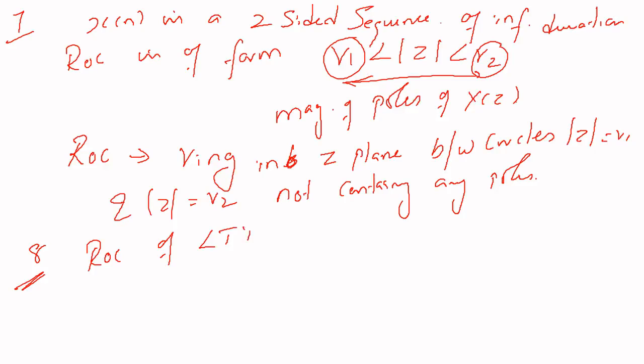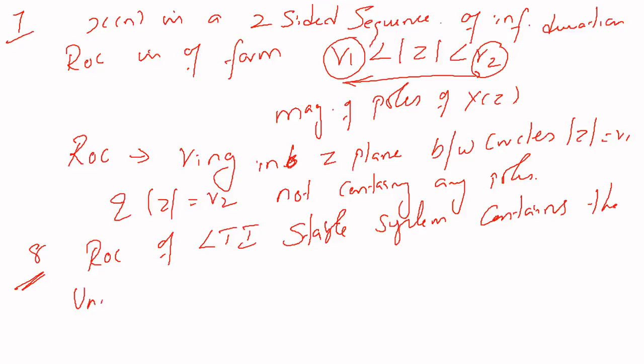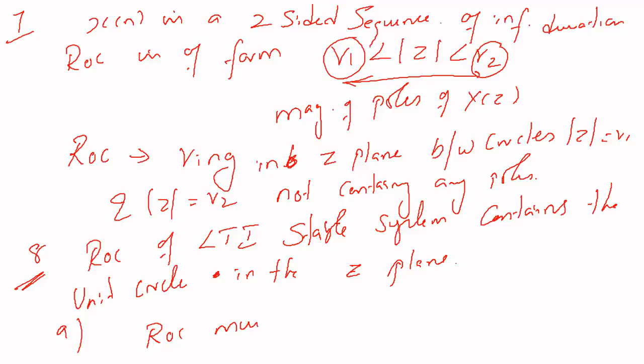Property number 8: ROC of an LTI stable system contains the unit circle in the z plane. The last property: the ROC must be a connected region.